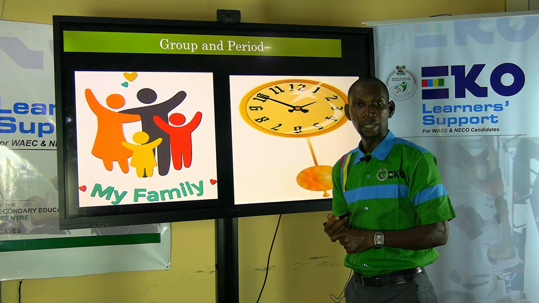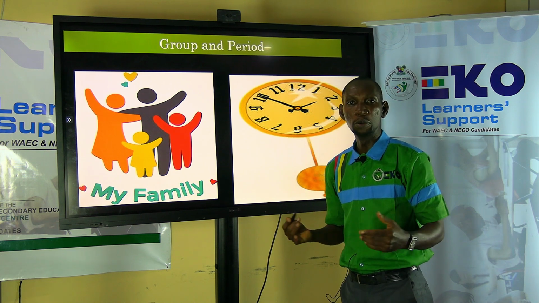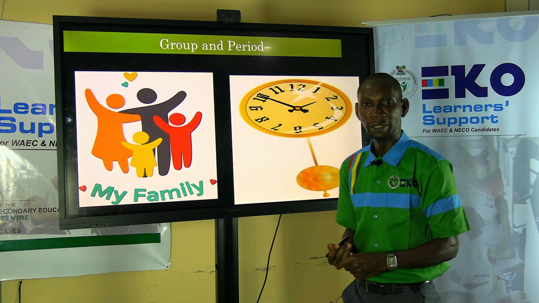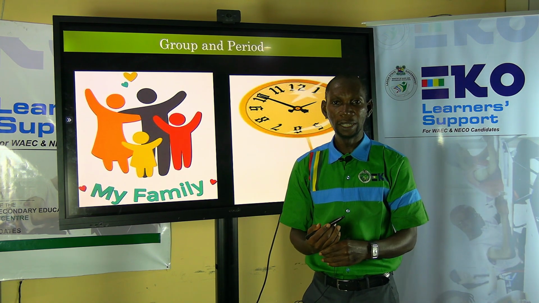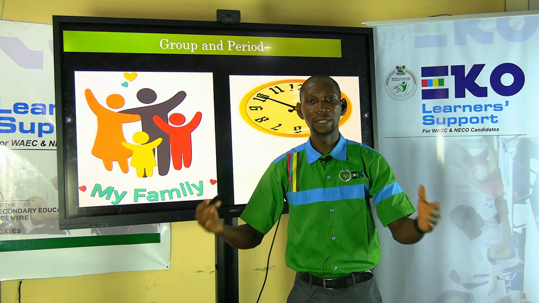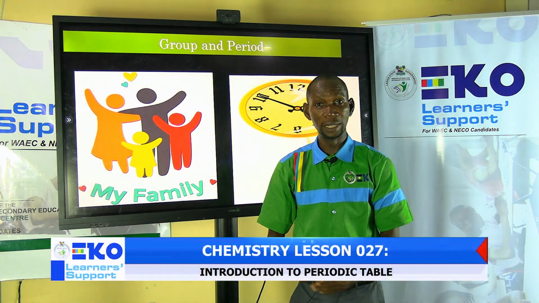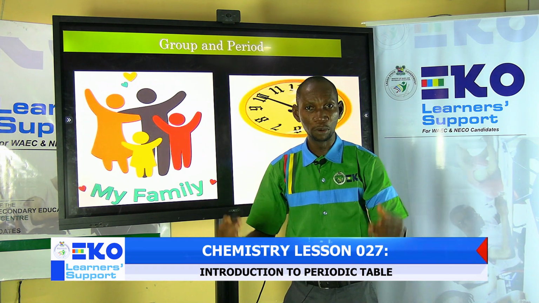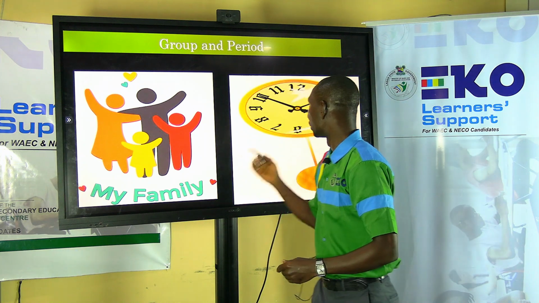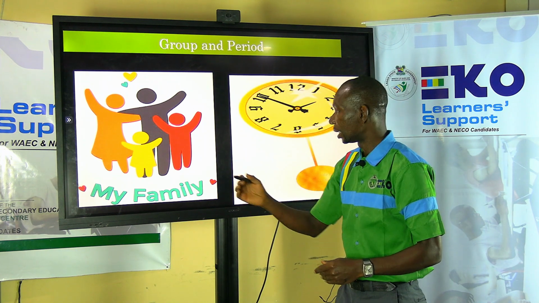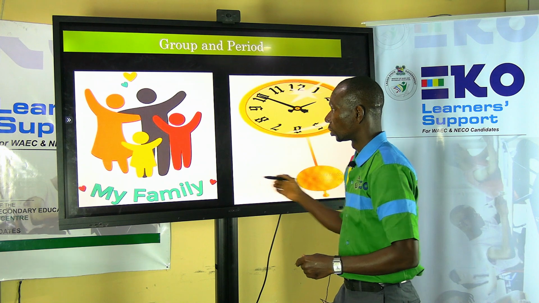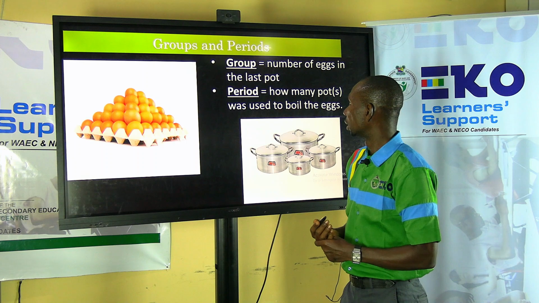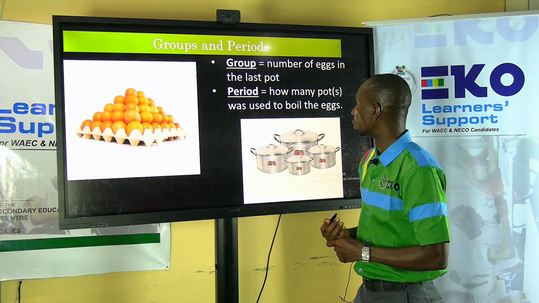Now, let's find out how you identify the groups and periods on the periodic table. Sure, you have a family. That's a group. Many of the members of your family share similarities, either by the name you bear or by physical resemblance. That's exactly what happens in a group of the periodic table. Then the periods, like we said, are the horizontal rows, I beg your pardon. So let's look more into these two, the groups and the periods.